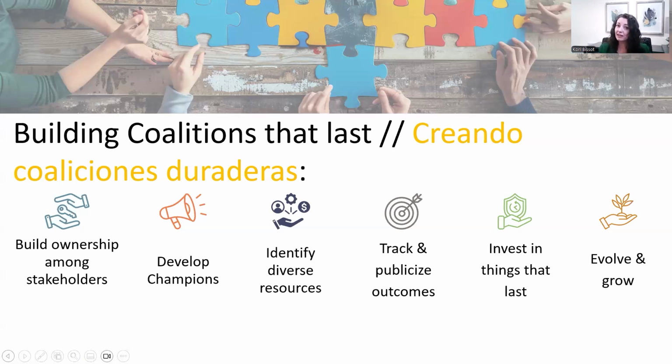I also highly recommend thinking about having diverse resources. So if you're entirely reliant on one funding stream or one organization, it can be very hard to sustain if that falls apart. So from the get-go, think creatively about how to support the work that you want to do.